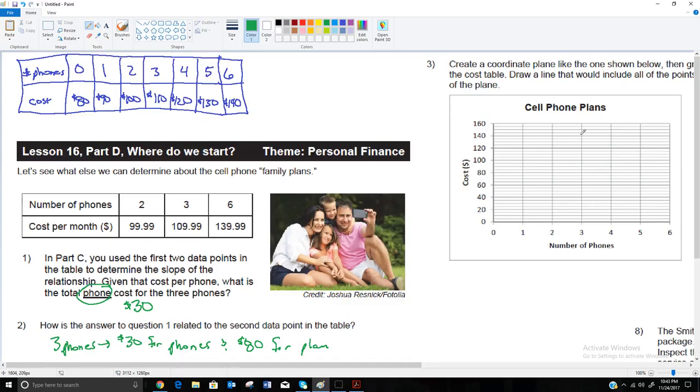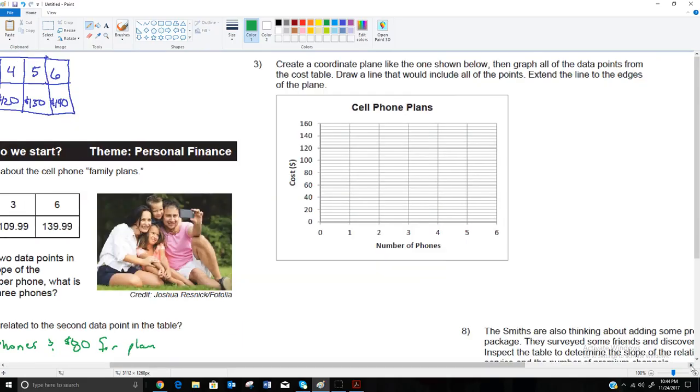It says to draw a line that would include all the points. Hold on, I think I'm missing part of the directions here. Yes. Draw a line that will include all the points. Extend the line to the edges of the plane. So we've got 0 is 80, 1 is 90, and again, we have to look at the scale here.